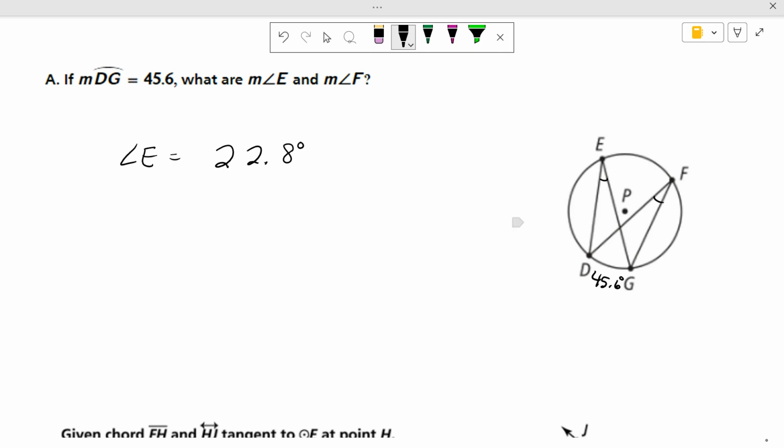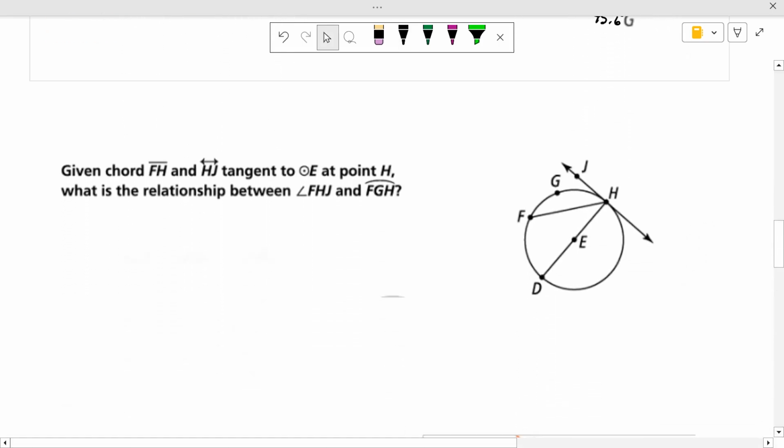So then what would angle F be? The same thing. Why is it the same thing? Because it cuts off the same arc. Two angles can cut off the same arc. You can even have more than two angles. All right.